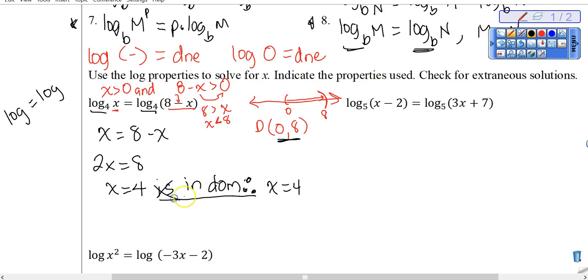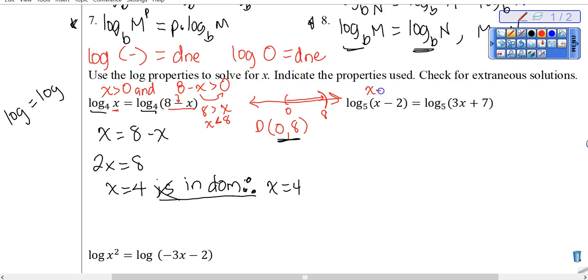In fact, you can just write x = 4 in domain. You can skip the word "is." I get it. Okay? So find the domain restrictions first. Let's look at this next one. Here we have 2 log base 5s equal to each other. So we can solve those, but first, let's find our restrictions.